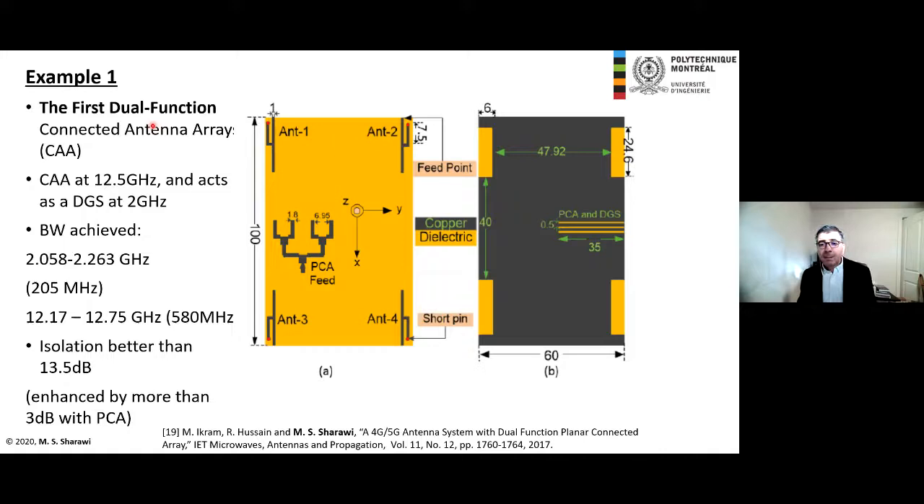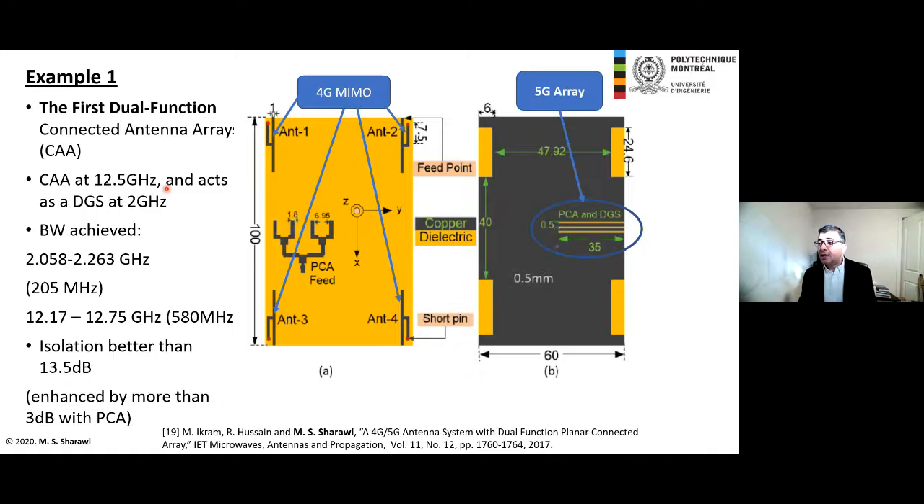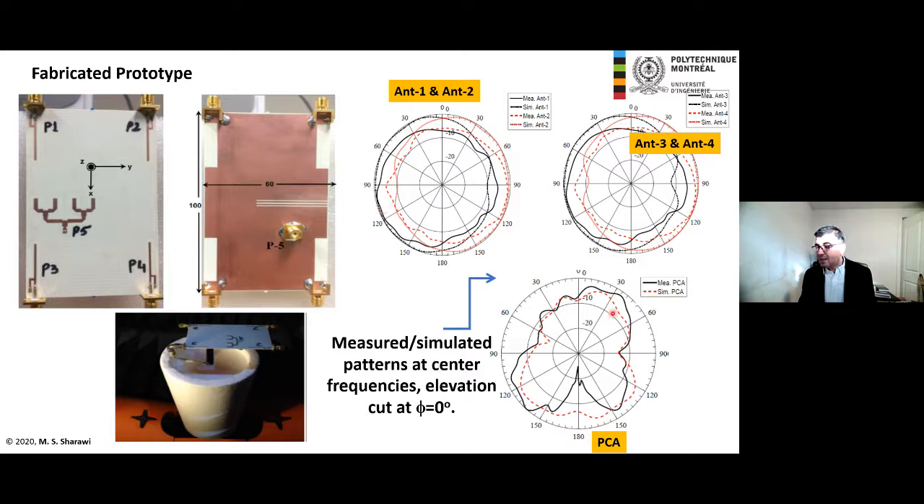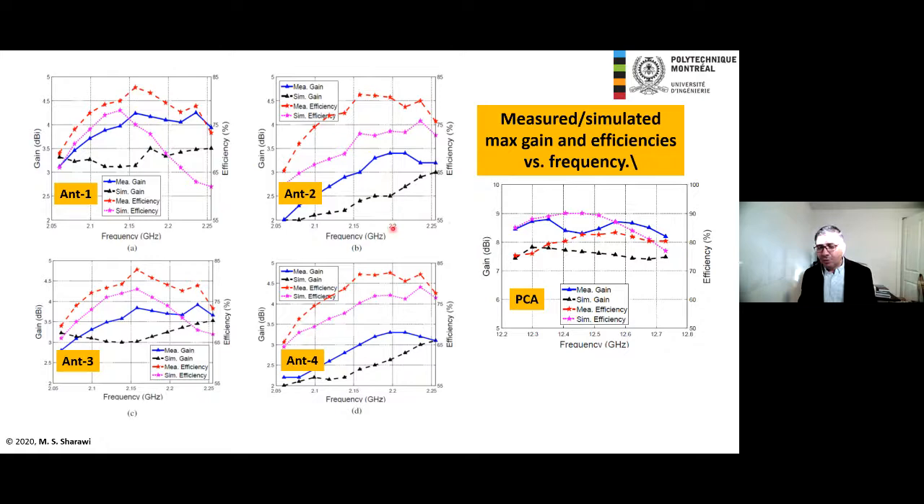We came up with dual function based connected arrays where they acted at the low band as a defective ground structure and at the high band as an array or a planar array. We actually did this several years back as well, and we proved it at different frequency bands. We tested the isolation, we looked at the actual coverages, and the bandwidths were very good. When we fabricated it, we measured the patterns, we measured the actual gains, and we also got acceptable results. Of course, here we have a backlobe because these are slots, and the slots are radiating in both directions. When we look at the gains also, we had very good performance for these kinds of antennas.